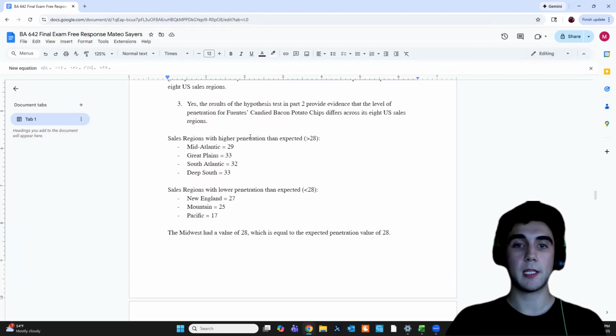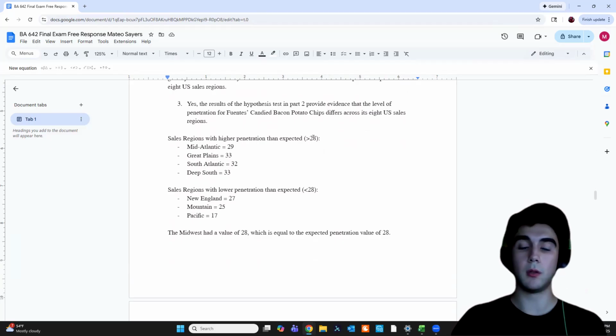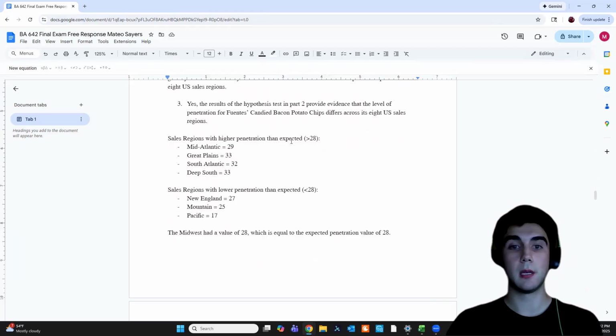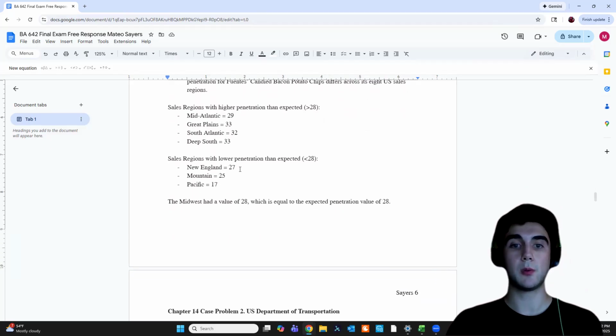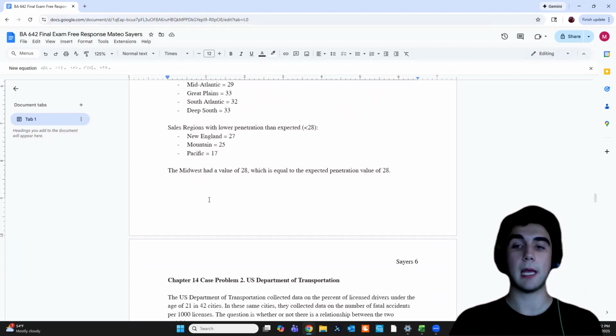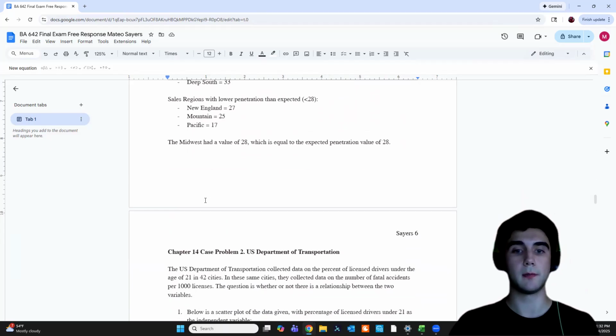So the expected penetration level was 28 for all 8 of the sales regions. The sales regions that were higher than this were the Mid-Atlantic, Great Plains, South Atlantic, and Deep South. And sales regions with lower penetrations than expected were New England, Mountain, and Pacific. And the Midwest actually had exactly 28, so that couldn't be included in either of the categories.